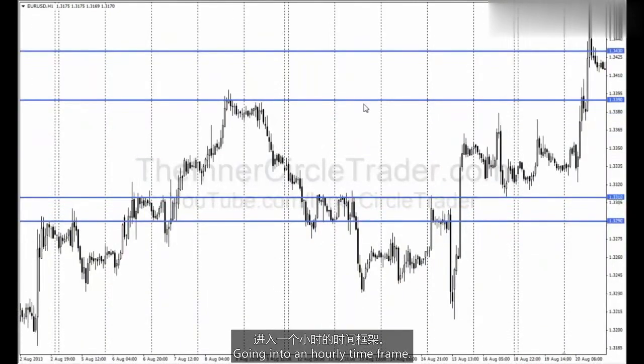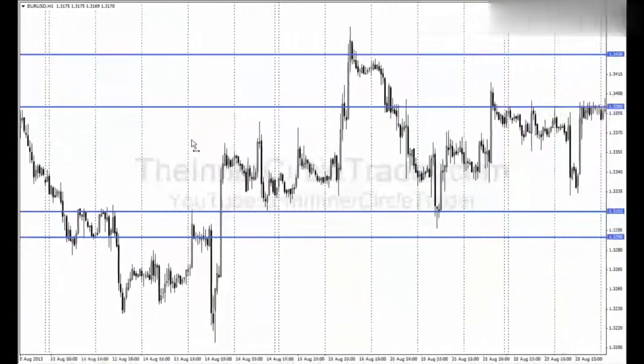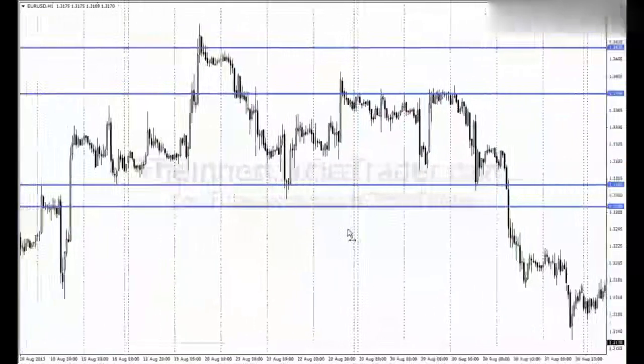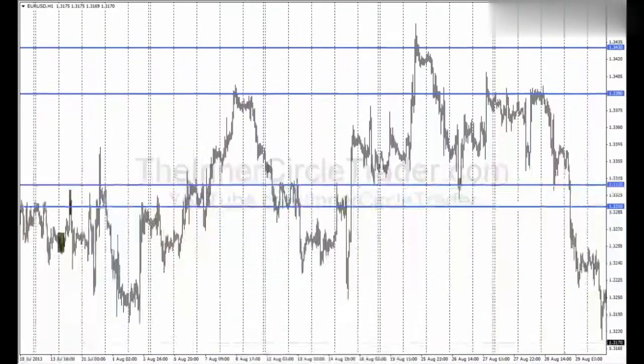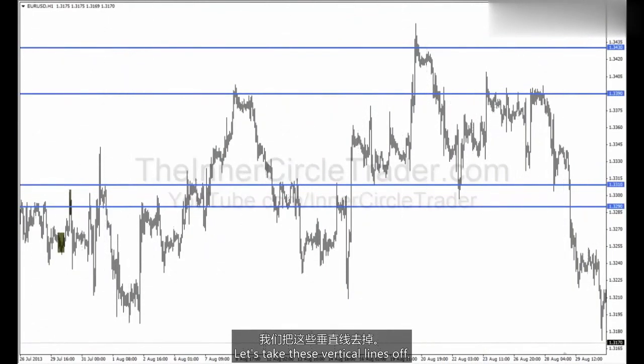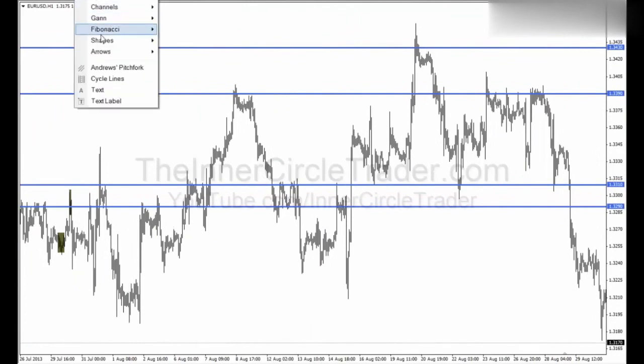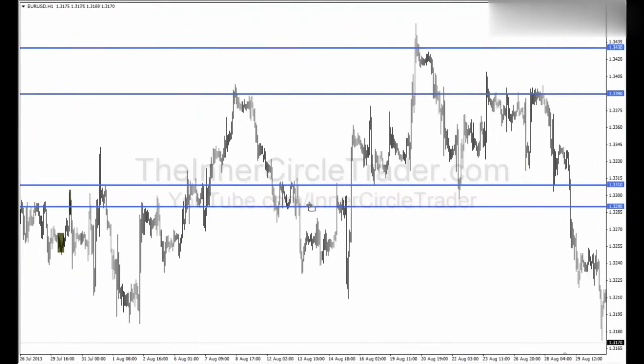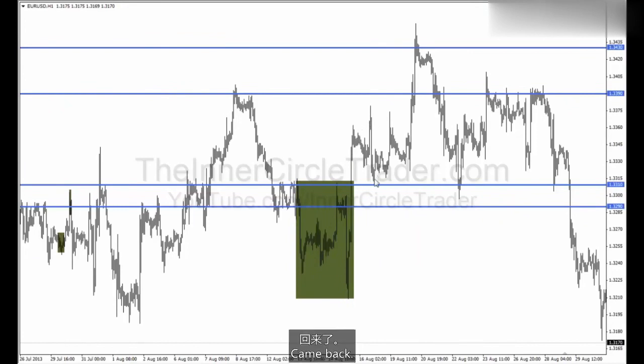We're going into an hourly time frame. Yeah, and we're going to zoom out. Okay, we can see the consolidation. Let's take these vertical lines off, clean it up a little bit. You can see the consolidation in here. Consolidated, moved out, came back, retested the consolidation, moved on up, false rally higher, breaks down, rallies again on the other side.